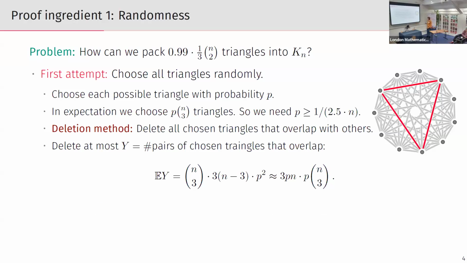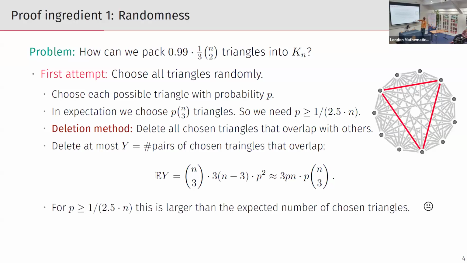And that means if p is of that size, as I said at the start, then somehow this is bigger than the expected number of triangles that I choose. So that's bad. I mean, the number of overlapping triangles won't be more than the expected number of triangles, but this funny little calculation is a good proxy that gets too big, and it means that indeed most triangles will actually overlap in this case. So one can make this precise, but let me not do this here. Okay, so this is bad because it would mean that we delete most of our triangles again.